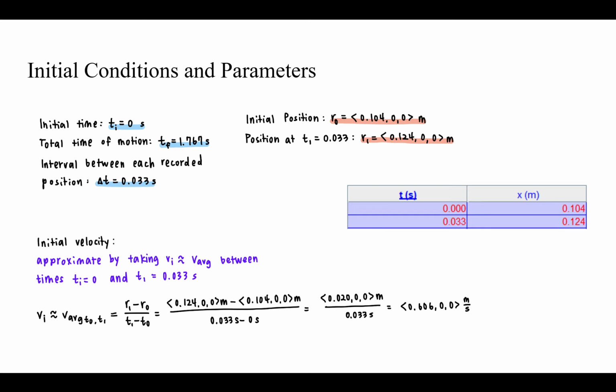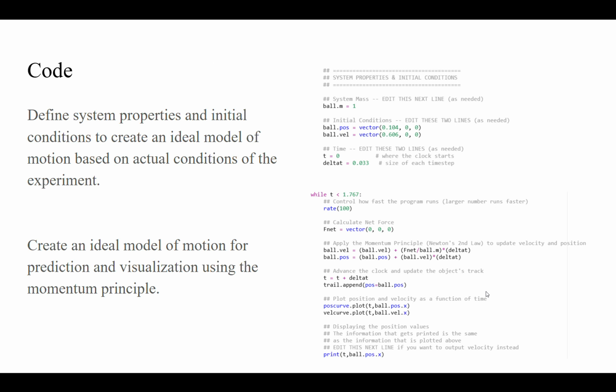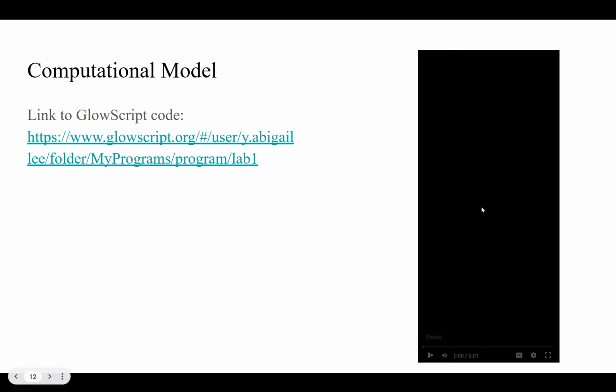We take the data from the tracker software to find the initial velocity, which is the average velocity, and we take that to be 0.606 meters per second in the x direction. Then the next part is to put it into the code, which was basically two parts. We define the initial conditions to create an ideal model of the motion based on actual conditions of the experiment, and then create an ideal model of motion for prediction and visualization using the momentum principle. And this is what that looks like.